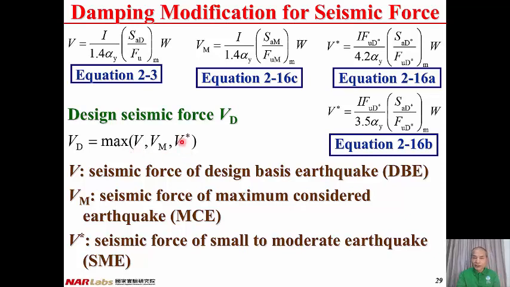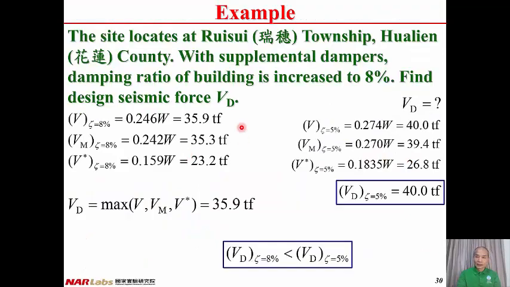Among all these three seismic forces, pick up the maximum one and assign it to be the design seismic force for the design of the structures, Vd. Therefore, Vd equal to the maximum of V, Vm, and V star. Then back to the example, the question is to find design seismic force Vd.